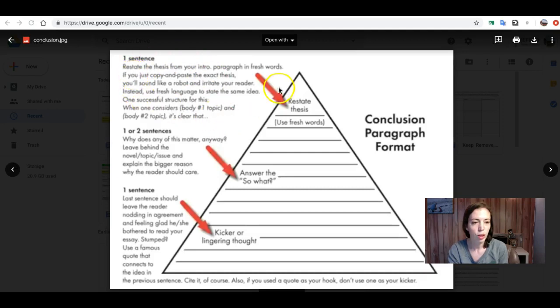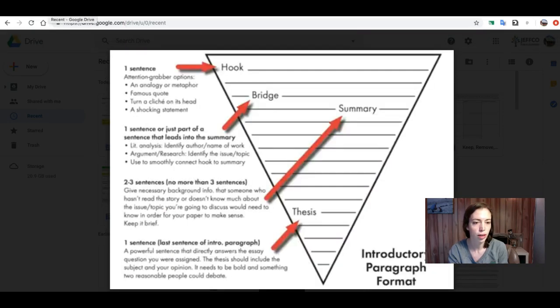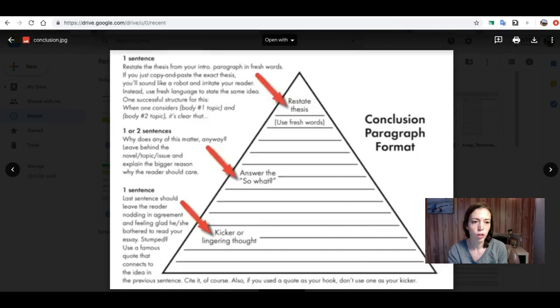So first off, if you notice, this triangle is kind of opposite from this triangle, right? Your conclusion and your introduction kind of mirror each other in certain ways. With an introduction, you start out broad, and then you narrow down to this thesis statement of what you're really going to focus your essay on. With a conclusion, you start out narrow, so you start out with the thesis, but you're using fresh words, okay? What that means is that you need to restate it in such a way where it doesn't sound exactly like the way you phrased it in the introduction.